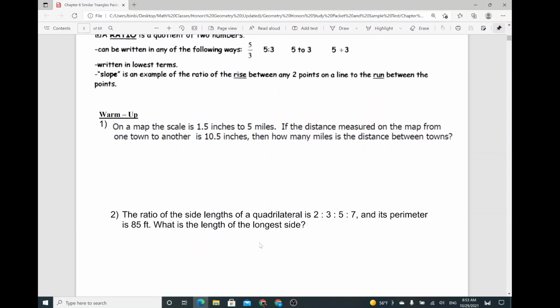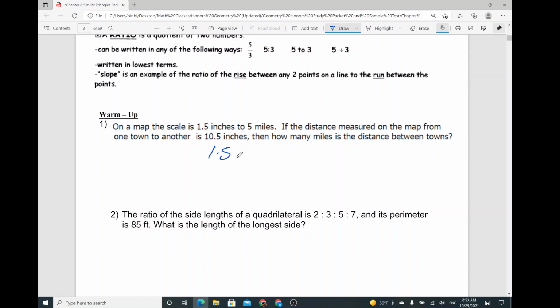Here's the warm-up problem that we can start off with. On the map, the scale is 1.5 inches to 5 miles. That means 1.5 inches represents 5 miles in the actual size. If the distance measured on the map from one town to another is 10.5 inches, then how many miles is the distance between the towns? What you need to do here is set up the ratios. Once we set up the comparison of the ratios on the left-hand side and the right-hand side, that would be considered the proportional equation.